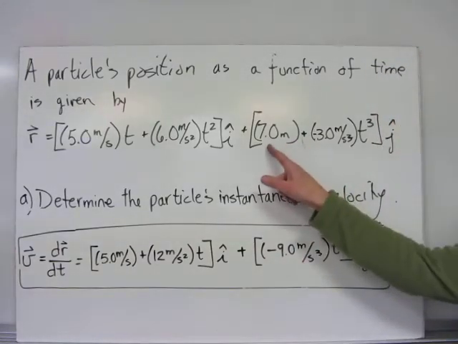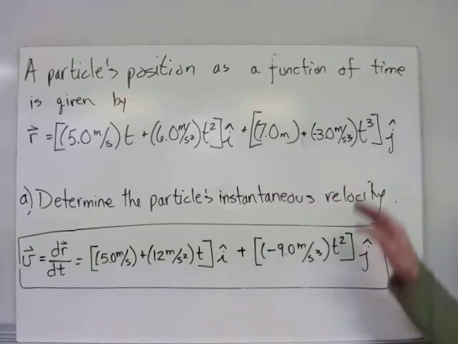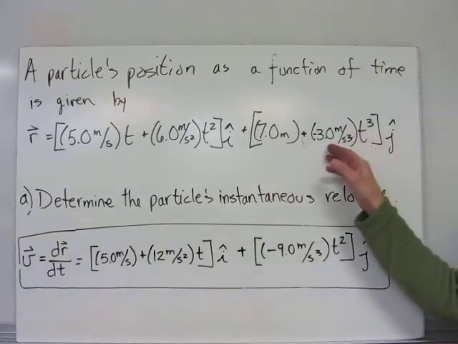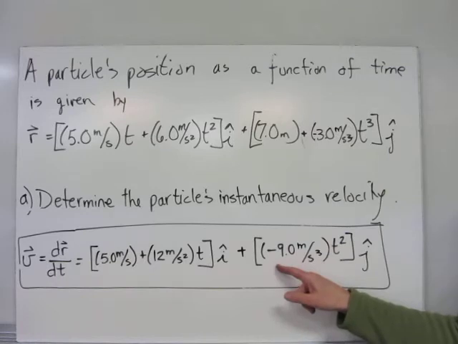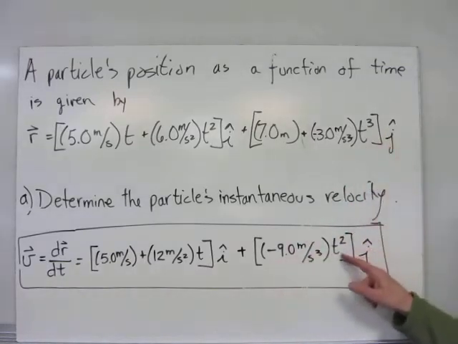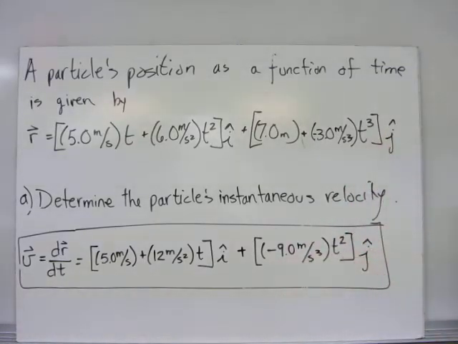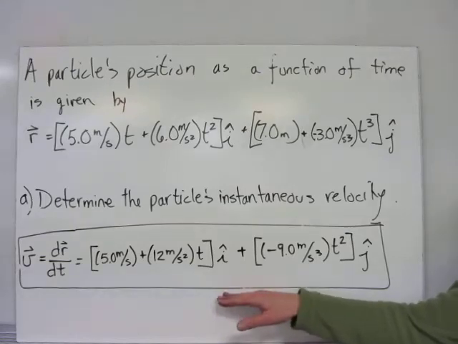The 7 meters drops out because t is not involved. Multiply 3 times -3 to give us -9. Drop the exponent by 1 to give us our j value. That's our particle's instantaneous velocity.